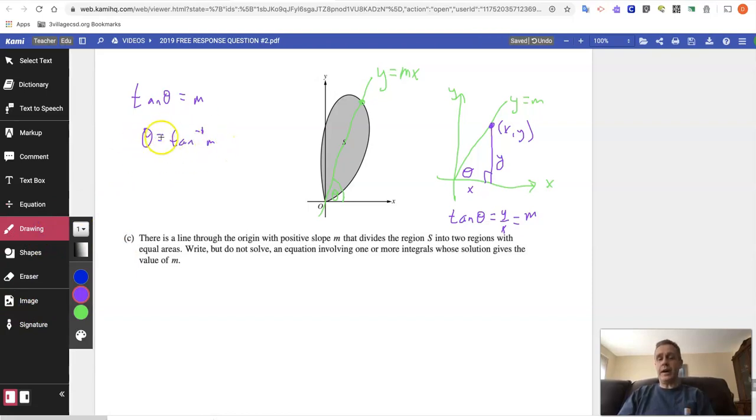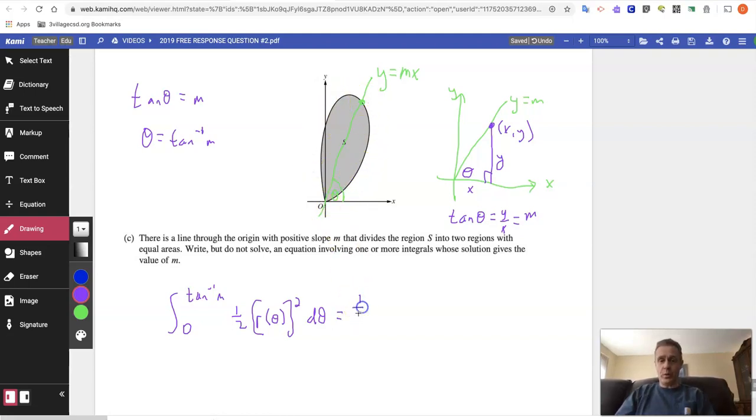And now that we know the value of this angle theta, we can write our equation that we could use to ultimately solve for the value of m. So in this equation, we'll write the area of this half region, which should start at the angle 0, and go up to this angle of theta, which is being represented by the arctan of m. Our integrand would be 1/2 of r of theta, the equation of our graph, d theta. And now this should give us the area of this region here, which is 1/2 the area of the entire region.